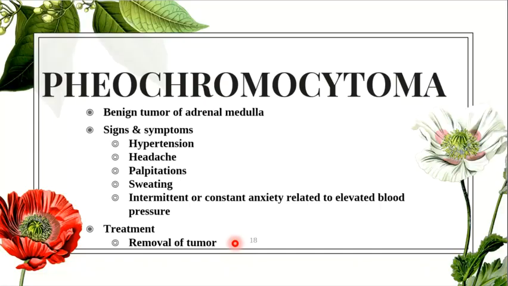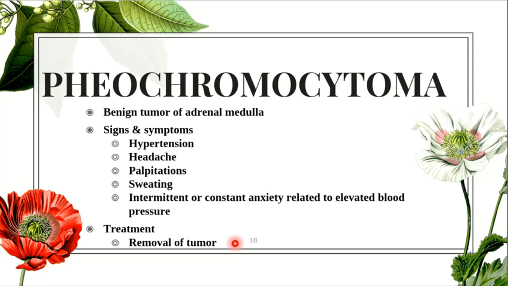Next condition we are discussing is pheochromocytoma. It is a benign tumor of the adrenal medulla, the middle portion. Okay, those were conditions of the cortex. Now we are discussing a condition of the medulla, the middle portion. The signs and symptoms can be hypertension. What are the hormones of the medulla? Epinephrine, norepinephrine. Remember, fight or flight hormones. They can do vasoconstriction, vasodilation, bronchodilation. So if those hormones increase, what can happen?